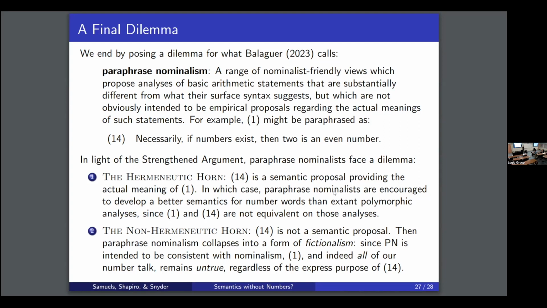Now, famously, Burgess and Rosen pose a dilemma for paraphrase nominalism. The dilemma goes like this. Suppose your analysis of the original sentence is this one. Well, there are two options. Option one, that analysis is supposed to be a semantic analysis. It's telling us what the real meaning of the original sentence was, or what the underlying logical form is, or whatever your preferred locution turns out to be. If that's the case, then you should submit your analysis to a linguistics journal and let the linguist decide whether your view is any good.